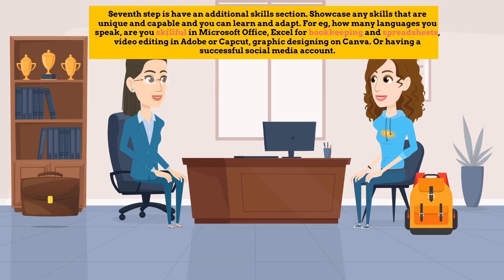Seventh step is have an additional skills section. Showcase any skills that are unique and capable, and you can learn and adapt. For example, how many languages you speak, are you skillful in Microsoft Office, Excel for bookkeeping and spreadsheets, video editing in Adobe or CapCut, graphic designing on Canva, or having a successful social media account.